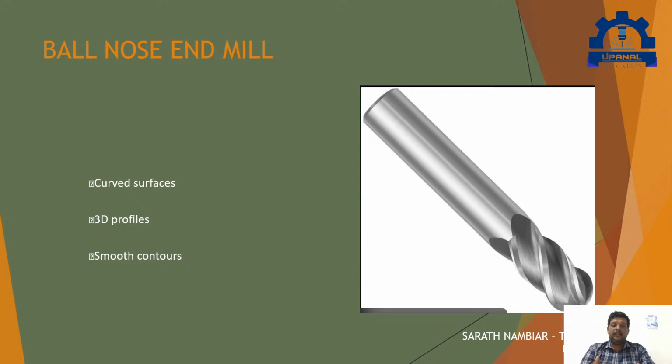Next is the ball nose end mill. As you can see in the image, the edge is like a ball. So where will this be used? We'll be using it for curved surfaces or 3D profiles. When you want a curve or an arc or anything, we'll be using a ball nose end mill, which will give a smooth contour. They cannot make sharp bottom corners. They'll give you a radial corner, just like it is given a fillet. Smooth contours will be achieved by this. But if someone thinks they can get a sharp corner with this ball nose, sorry, the ball nose is innocent. You have to use the flat end mill for it.